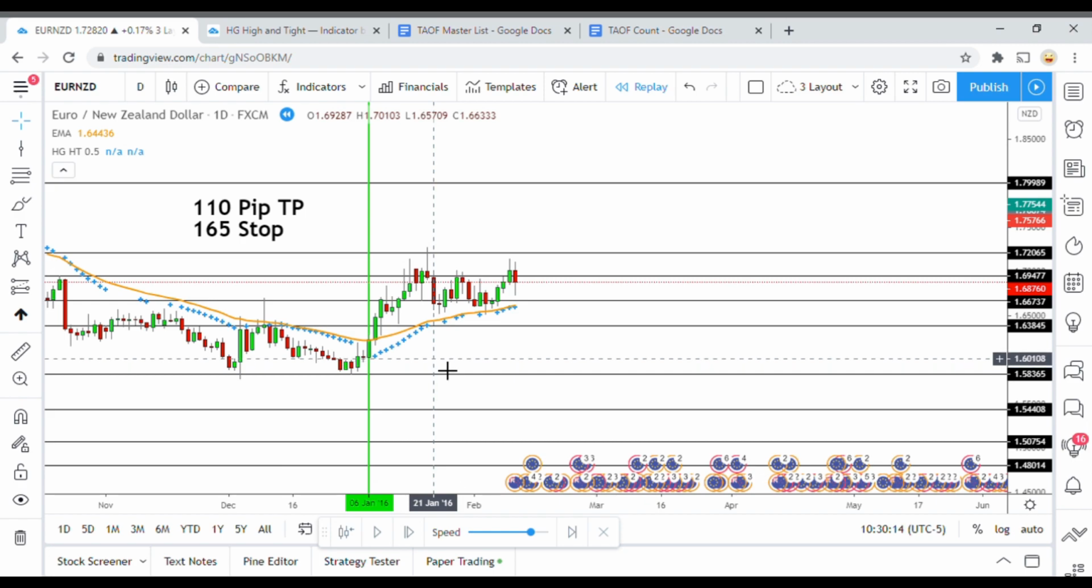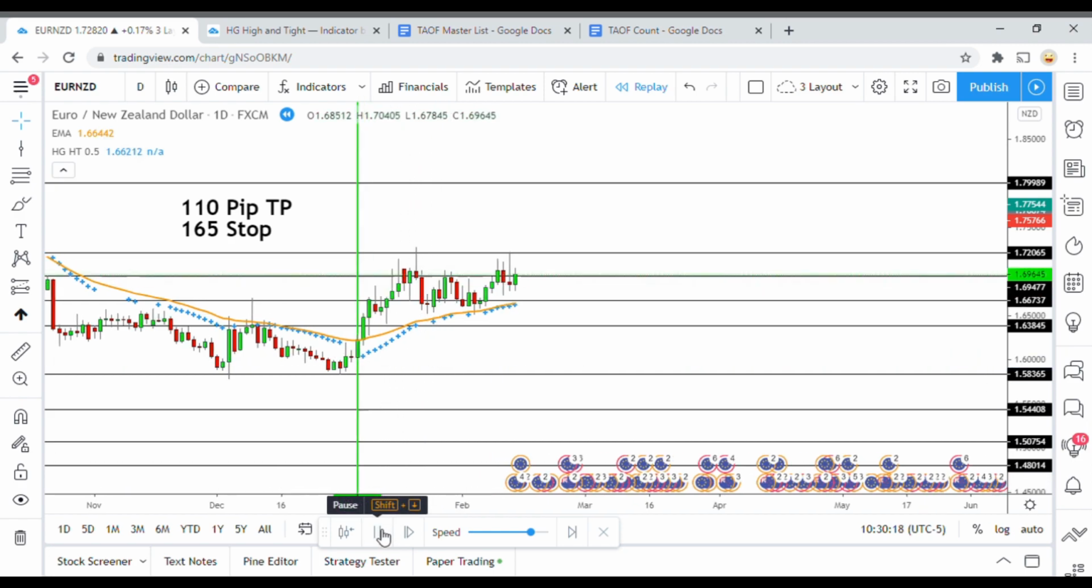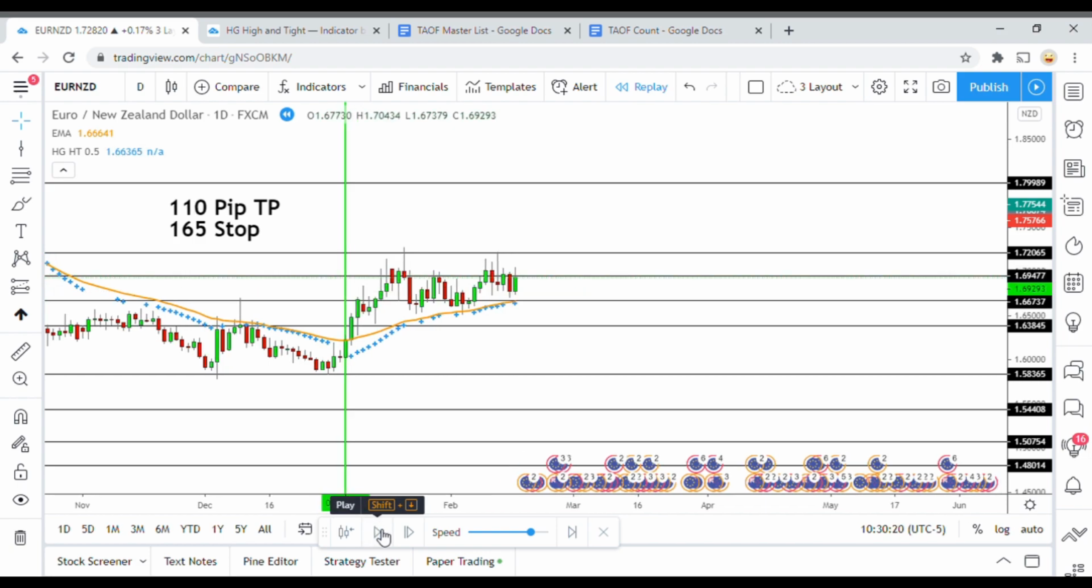Like I said, lots of traders use Fibonacci levels, and to be honest, you will find that if you start playing with Fibonacci levels, a lot of indicators kind of coincide with the Fibonacci levels as well.